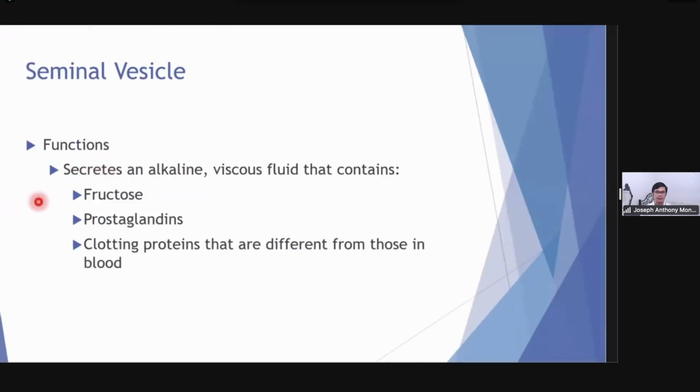Okay, so for the function of seminal vesicle, it secretes an alkaline viscous fluid that would contain fructose. This fructose will be used by the sperm as an energy for transport. It also contains your prostaglandin and clotting proteins that are different from those in the blood. And the contents of your seminal vesicle will also help nourish the spermatozoa.